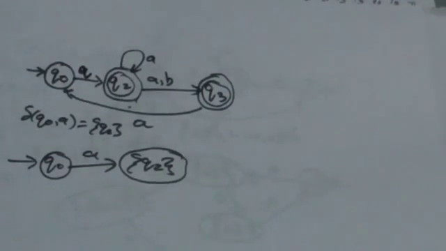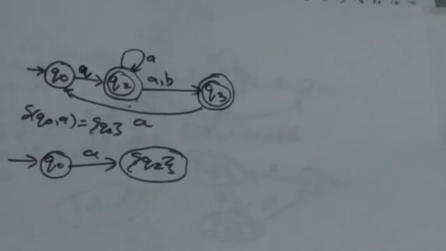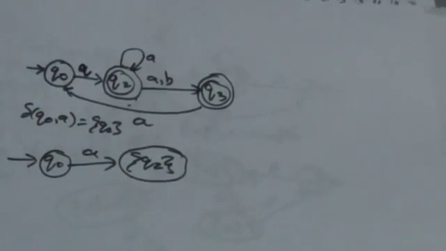Now we have to find its transition for input symbol B. In this NFA, there is no transition for input symbol B, so leave it. Now we have got a new state Q2. We have to find its transition for A and B. First of all, find its transition for A.